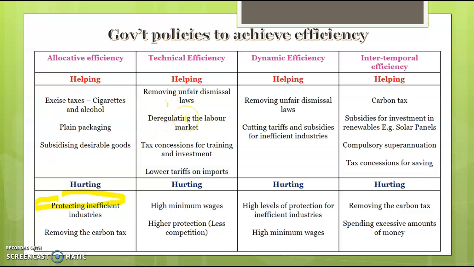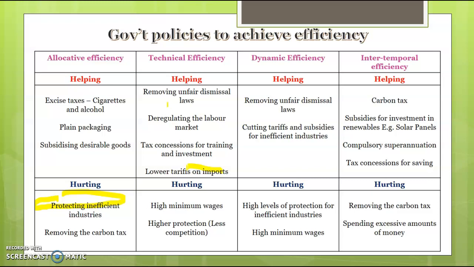Deregulating the labour market is about paying people based on performance, so putting people on contracts at an individual workplace level to make them more productive because they're getting paid based on their performance, so tying in productivity and pay. Anything that's going to encourage training and investment, so providing funds for that. Lower tariffs on imports increase competition, which might make us more productive as well. Things that hurt technical efficiency: protecting industries, potentially a high minimum wage because it increases firms' costs of production.